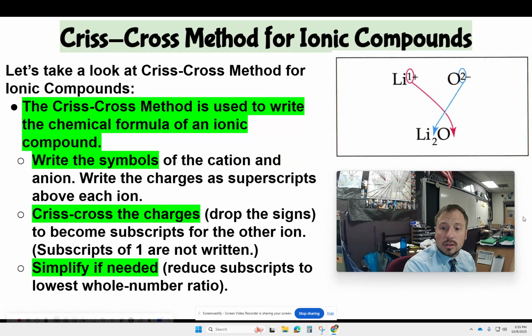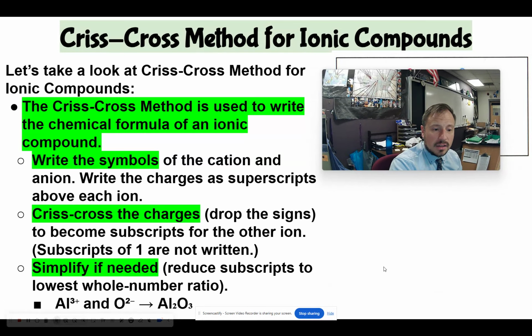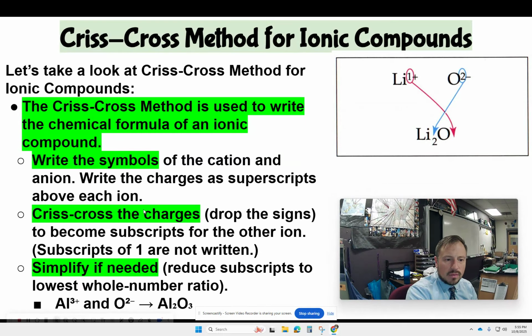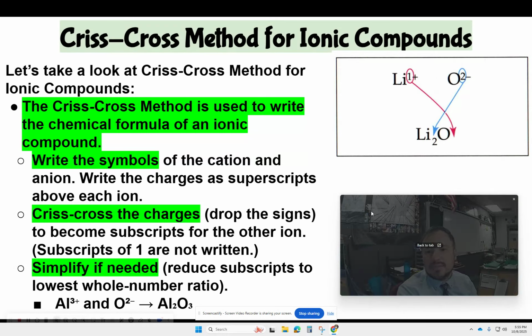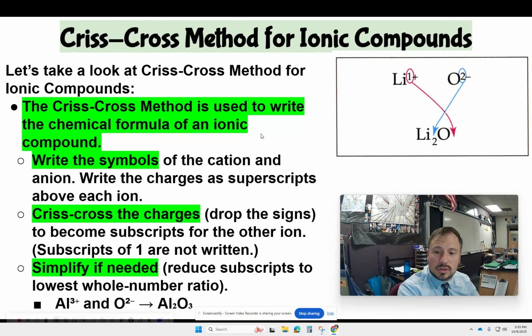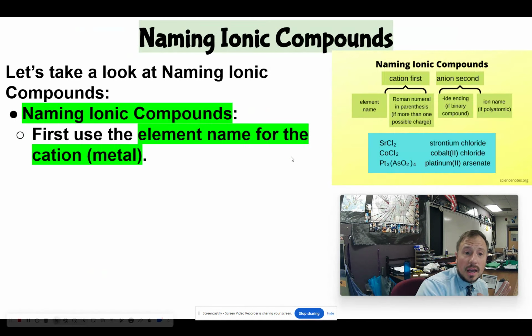So if I'm looking at this one, here's an example, aluminum oxide, and I'm going to go over some examples after we go over naming, because you have to use the crisscross method. So speaking of naming ionic compounds, it's a little bit trickier than covalent because we're not using prefixes.